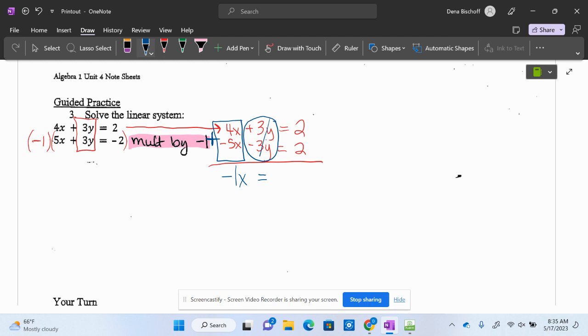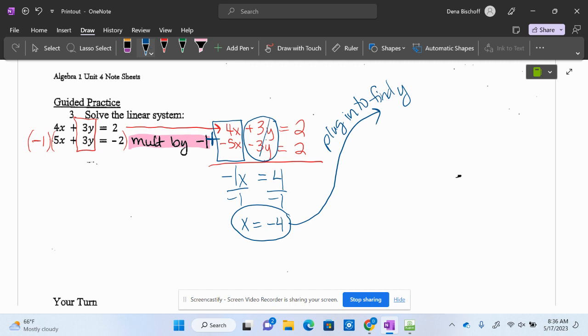1x equals 4. Negative 1x equals 4 because 2 plus 2 is 4. Do we ever solve for a negative variable? No, we don't. Divide both sides by negative 1. X equals negative 4. Are we done? No, we have to find the y. So we're going to take this and plug in to find y.